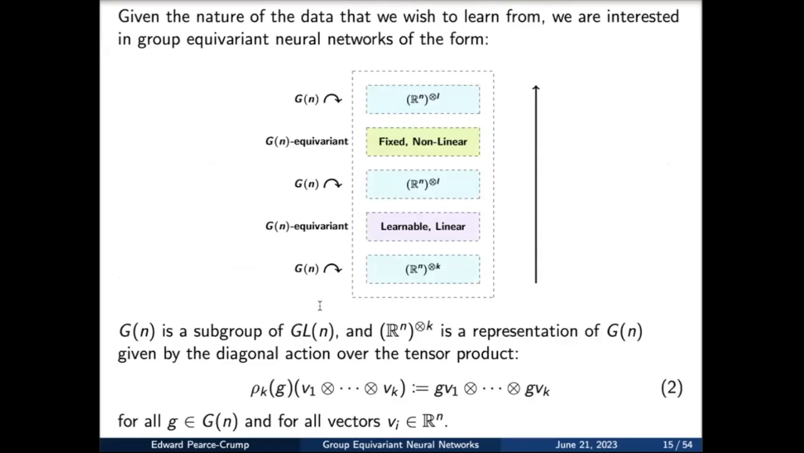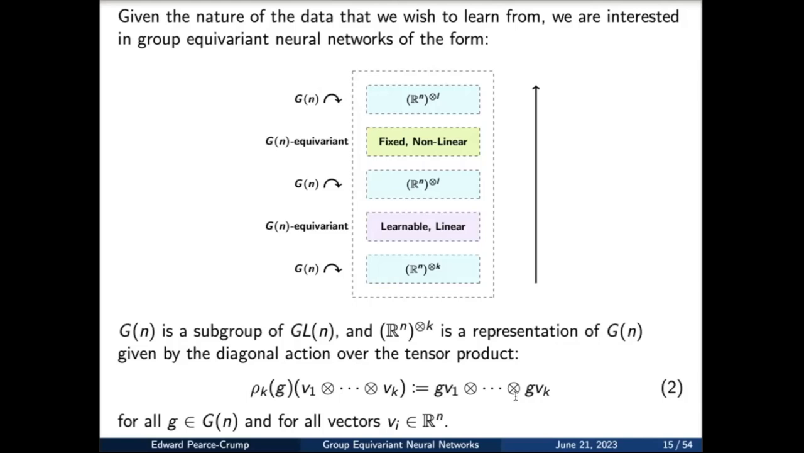So the first thing to note is that we're taking this group G_n, so some subgroup of GL_n, right? It could be the symmetric group, it could be the orthogonal group, and some other groups that we'll look at. But now the representations, or the data, live in these high order tensors that we described. And these are representations of the group, which are given by the diagonal action over the tensor product, right? So here's a tensor product of vectors. And all this representation is doing is matrix multiplication on each of the vectors in the tensor product. And so that's what we get there.